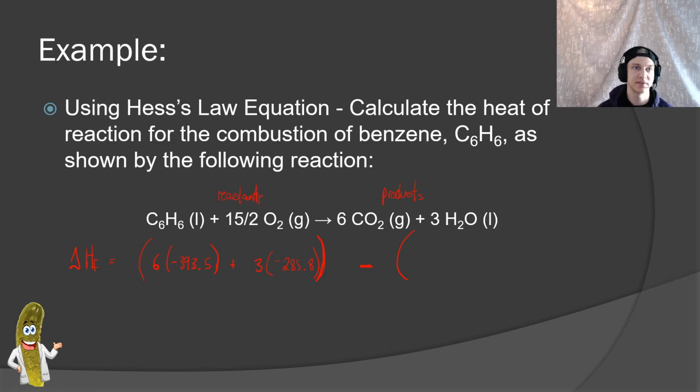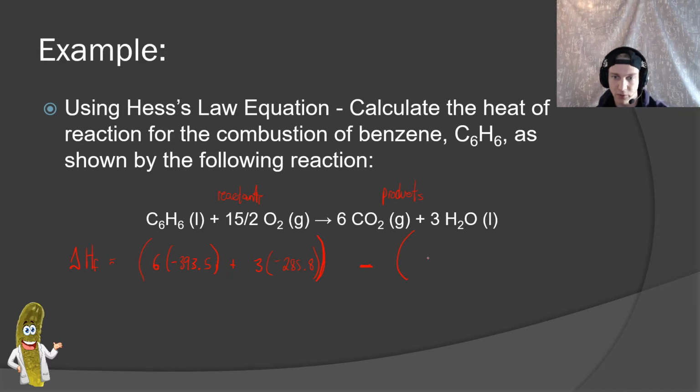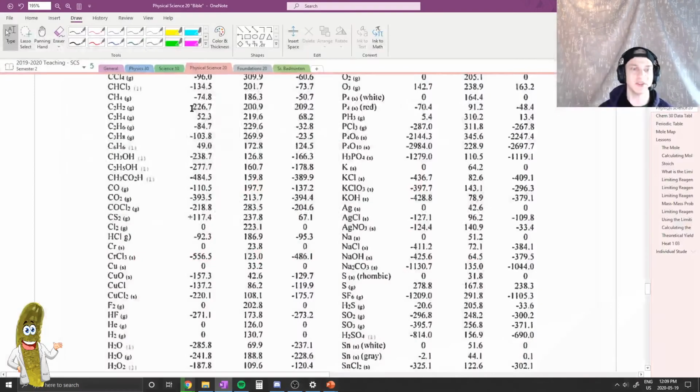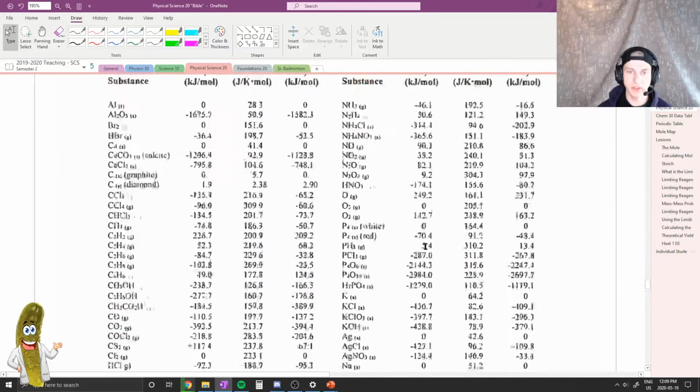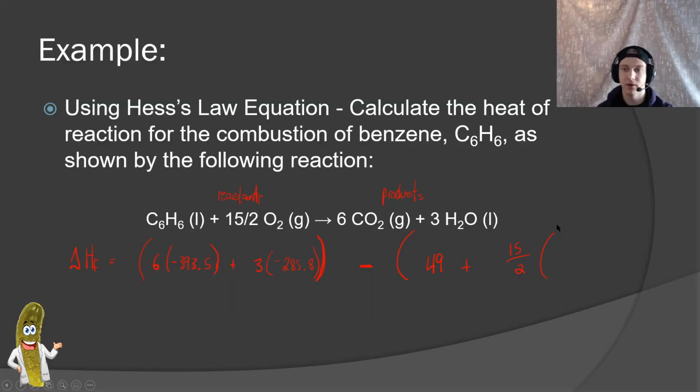And so the reactants, we have C6H6, which exists right here and has a delta H value of 49 and has a balancing number of 1, so I don't have to multiply it by anything. And we want to add that to 15 over 2. So whatever we have for O2 gas, we're going to times it by 15 over 2. And then O2 gas exists right here. It has a delta H value of 0.